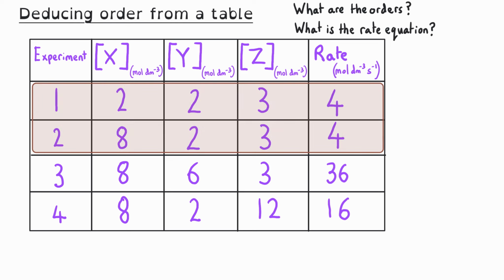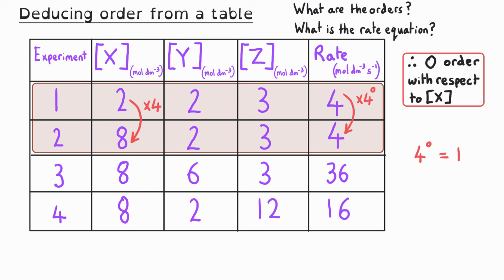And so if we compare experiments 1 and 2, the only difference in starting concentrations for the 3 reactants is that X is 4 times larger. And then the rate of reaction is actually the same. And that means that this rate has been multiplied by 4 to the power of 0. In other words, this is 0 order with respect to the concentration of X.